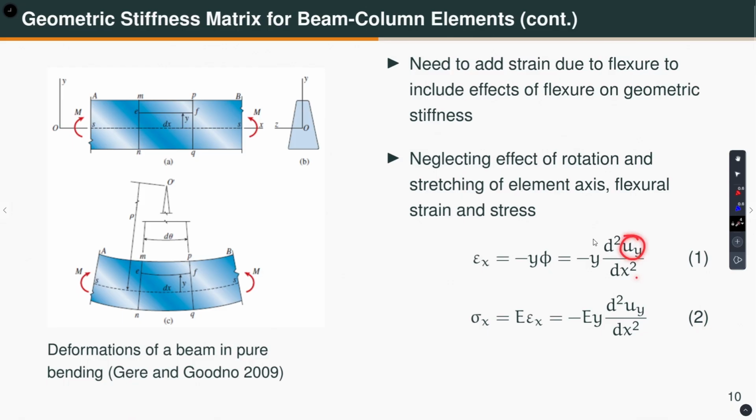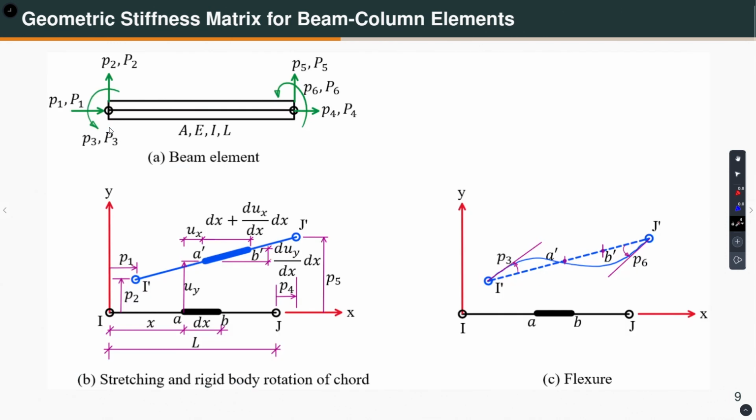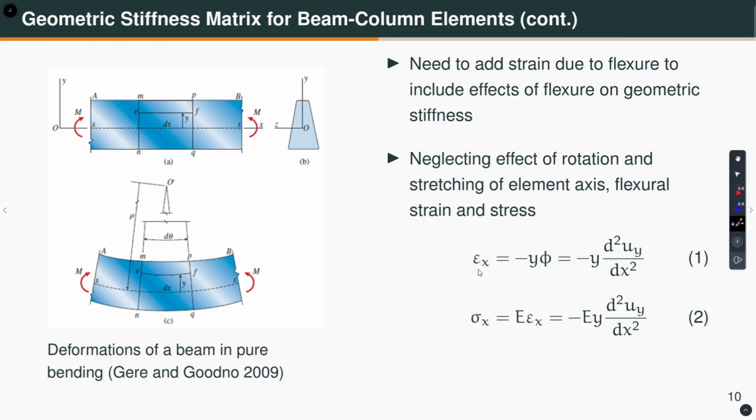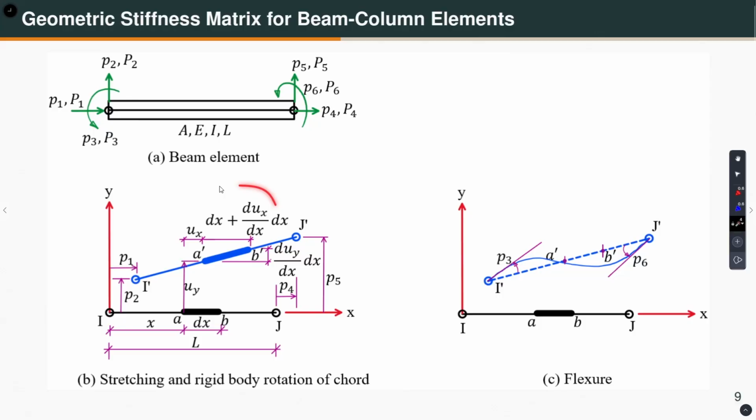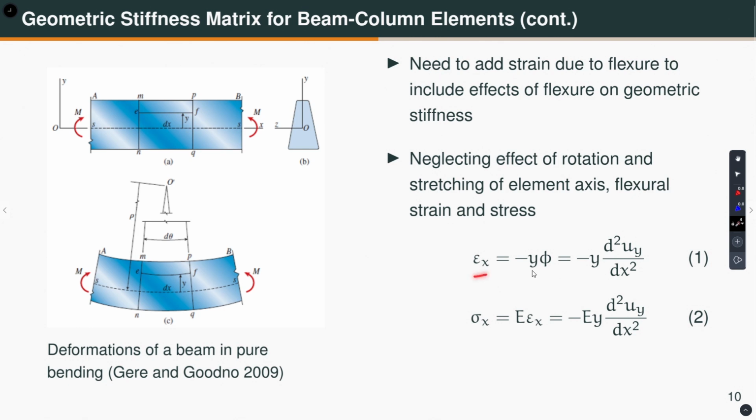What is uy? uy is the displacement in this direction. Just like if you recall in the previous case, this is the uy displacement in the y direction at some point which is at a distance x from the ith node. So, we can write the normal strain by neglecting the effect of rotation and stretching of element axis, because those things we have already considered for the truss element. Now, I am just trying to take care of this effect. So, epsilon x is minus y into phi, which is that quantity, and sigma x is E into epsilon x, which is this quantity, right.